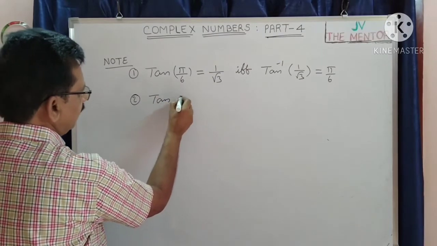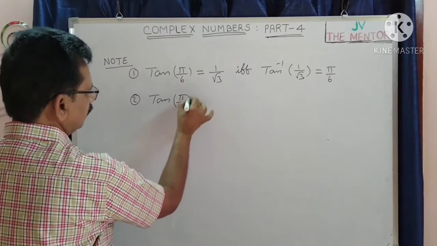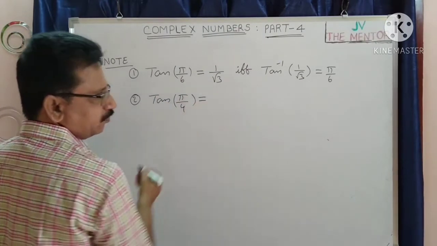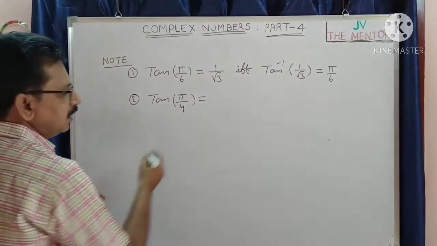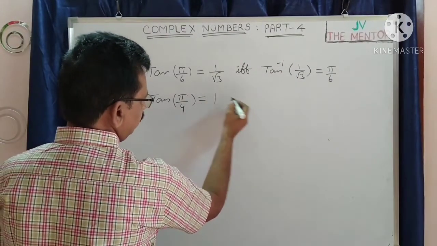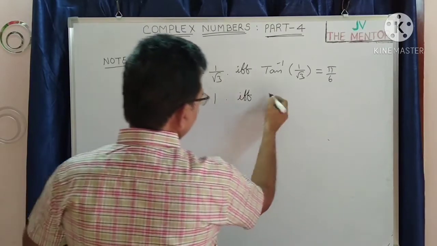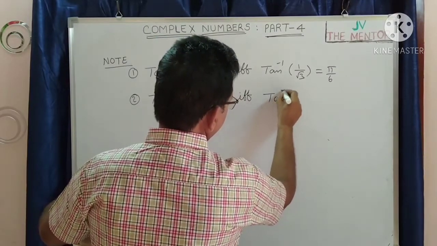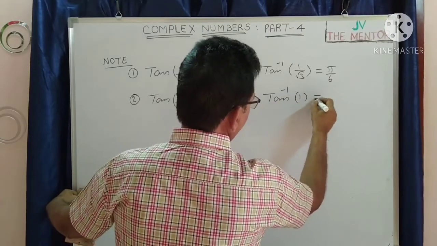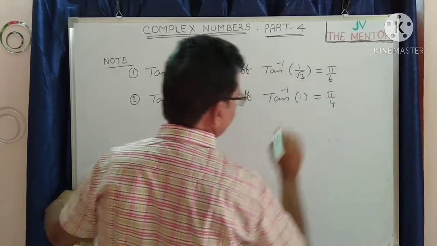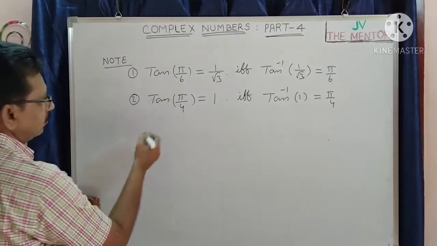The value of tan pi by 4. What is the value of tan pi by 4? Pi by 4 is 45 degrees. Tan 45 degrees is 1, if and only if tan inverse 1 equal to pi by 4.